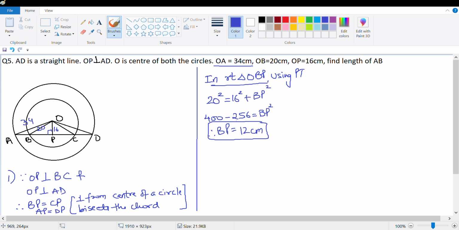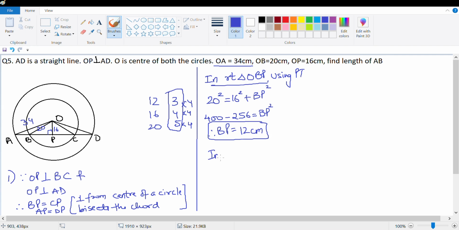So this is again a Pythagorean triplet of 12, 16 and 20. So 12, 16 and 20, which is nothing but 3, 4, 5: 3 multiplied by 4, 4 multiplied by 4 and 5 multiplied by 4. So this is basically a 3, 4, 5 Pythagorean triplet. Good, so I've got the value of BP. I need to find the value of AP. So if I can subtract them, I'll get the value of AB.